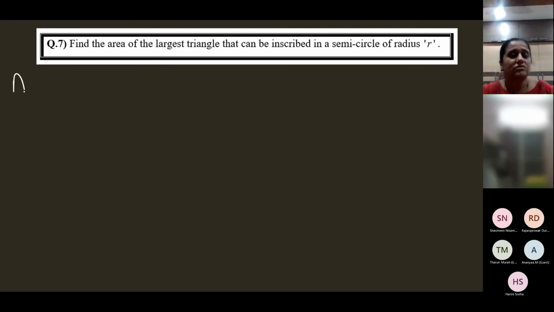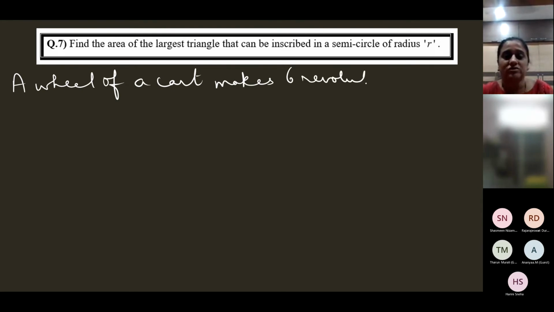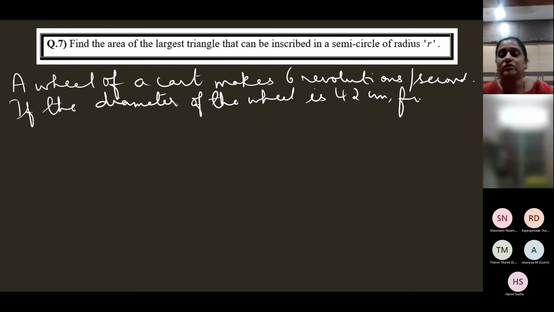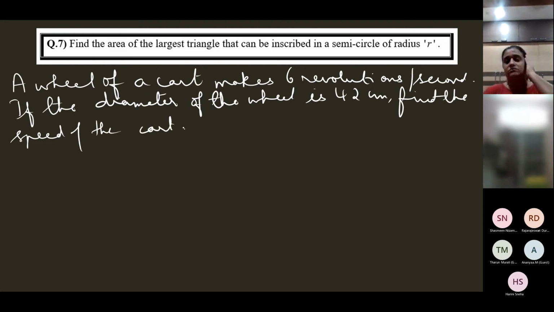Okay. Try this. A wheel of a cart makes 6 revolutions. Write down the question. 6 revolutions per second. If the diameter of the wheel is 42 centimeters, find the speed of the cart. Use that formula. With this, we'll wind up the session for today. Please work this.